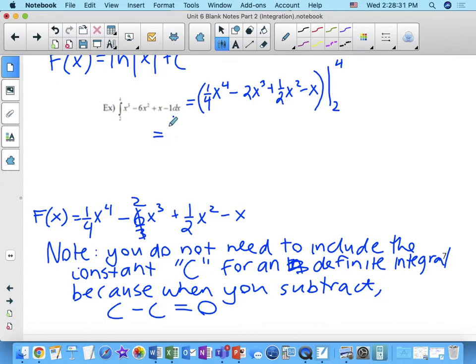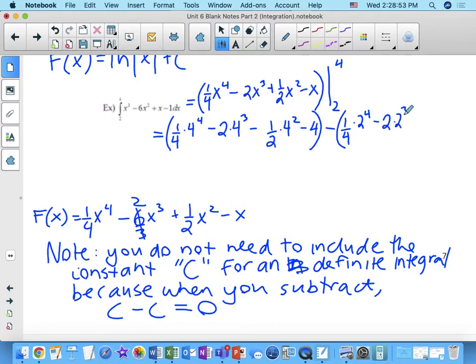So this is going to give us 1 over 4 times 4 to the 4 minus 2 times 4 cubed plus 1/2 times 4 squared minus 4, minus 1 over 4 times 2 to the 4 minus 2 times 2 cubed plus a half times 2 squared minus 2. Just be glad you have a scientific calculator now. I can't remember if you get one next year.